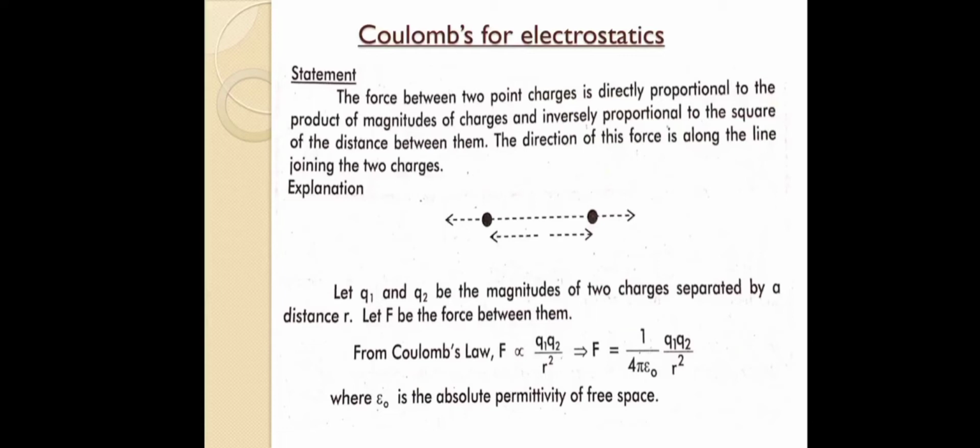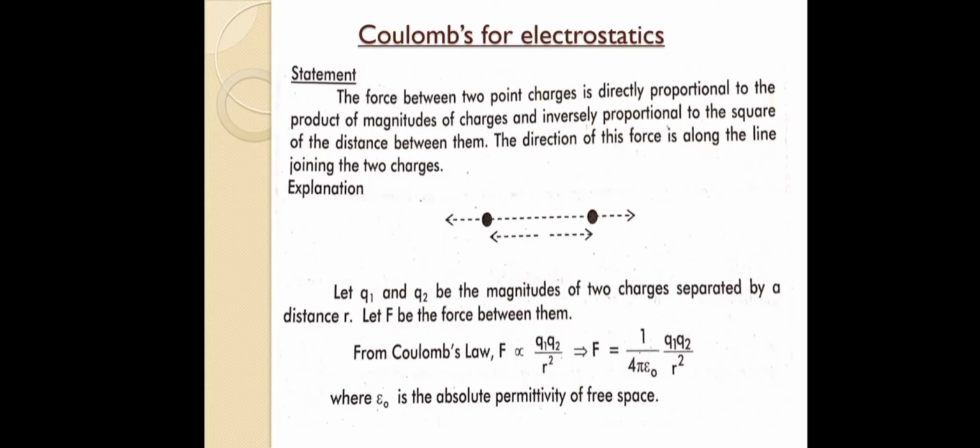Coulomb's law says that the force between two point charges is directly proportional to the product of the magnitudes of the charges and inversely proportional to the square of the distance between them. The direction of this force is along the line joining the two charges. What the law says is that the force of attraction or repulsion between any two charged particles or charged bodies is directly proportional to the product of the magnitudes of the charges.